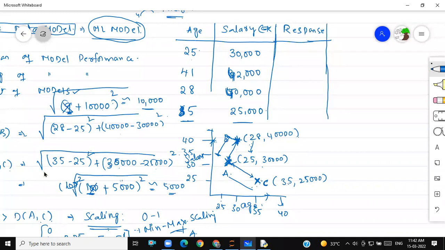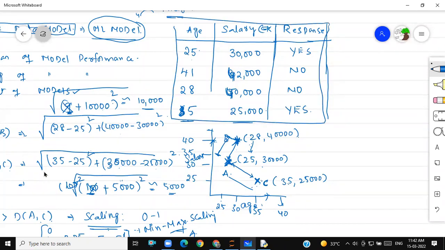A person with an age of 25 and a salary of 30K, his response is yes. If the person's age is 41 and salary is 42,000, let us say his response is no. That means he was not interested or didn't respond to our offers. Age 28 and salary 40,000, also no response. Age 35 and salary 25,000, the response is yes. Just a very toy example, guys. Have a look at this.